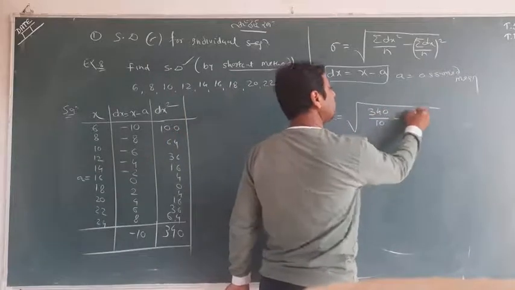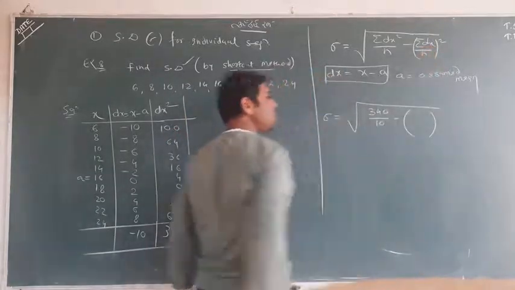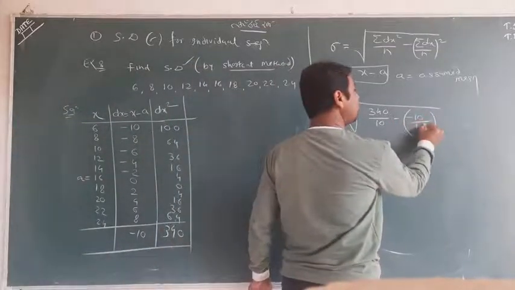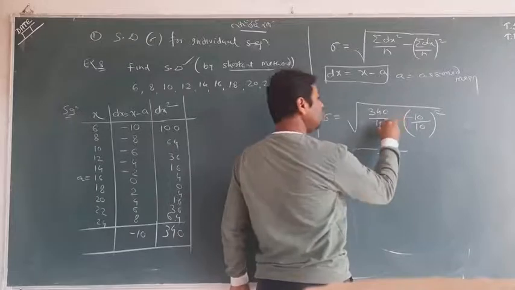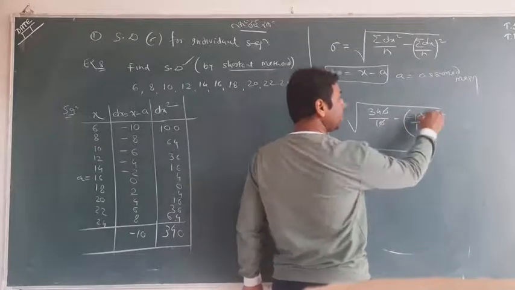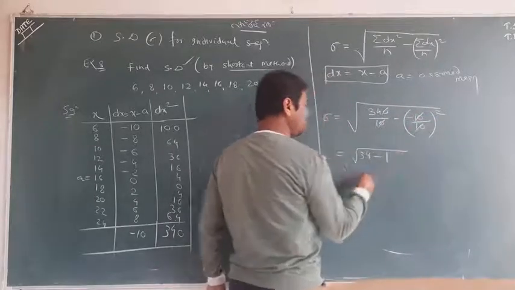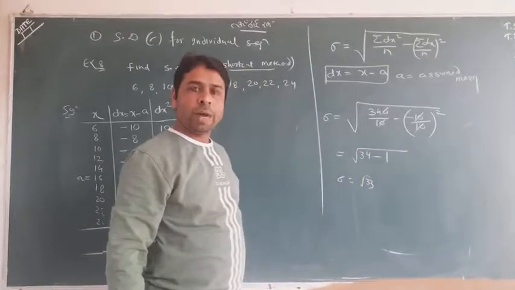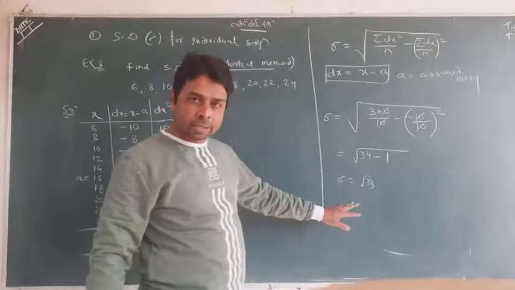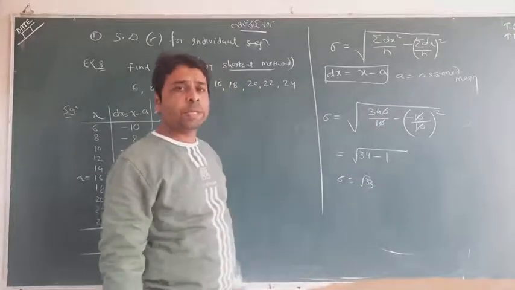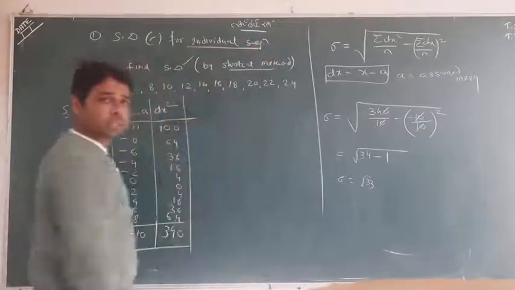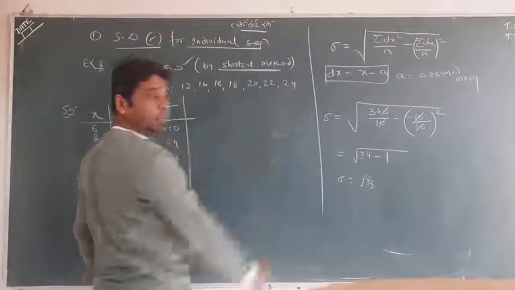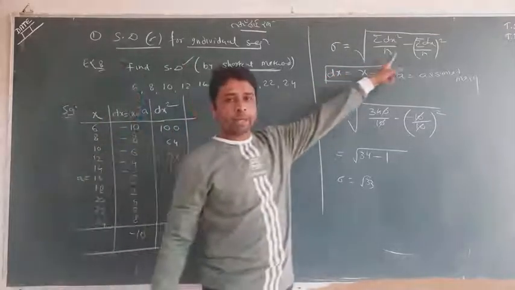n is 10, bracket summation dx, meaning this summation dx is minus 10 upon n is equal to 10. Now these two will cancel and 10 can cancel, minus 1 is 1, so your answer is 33. Very easy thing. This is for individual sequence. We found standard deviation by the shortcut method. This is the formula.